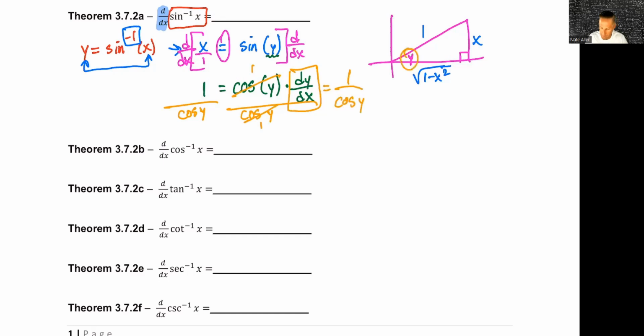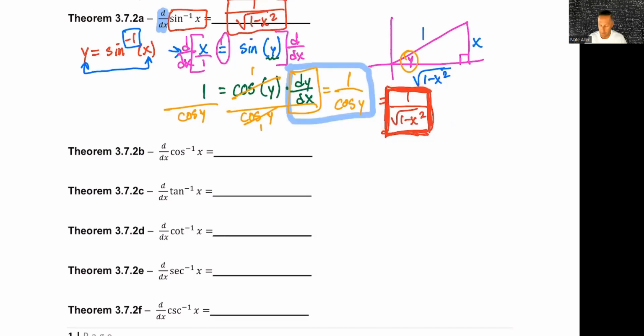And because we have a triangle with cosine of y in it, we can come up with the result that yields my derivative. The cosine of my angle is the adjacent over hypotenuse. So that, my friends, is the derivative of the inverse sine function. It's 1 over the square root of 1 minus x squared. A little different than what you probably expected. Yeah, no trig function, actually.